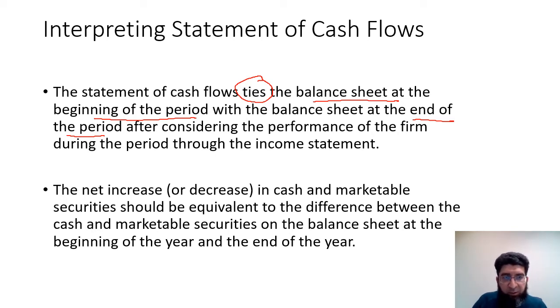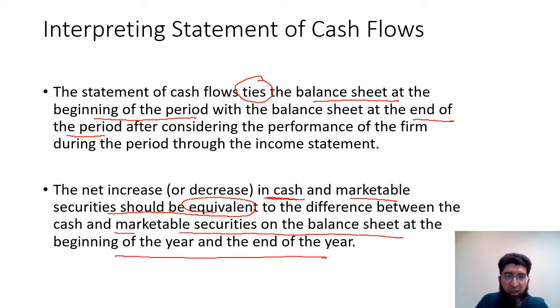The second thing that we have to look at is that the net increase or decrease in cash and marketable securities should be equivalent to the difference between the cash and marketable securities on the balance sheet at the beginning of the year and at the end of the year. And we saw that was 500. If you remember, again, I will write it. It's 1000 in 2015 and 500 at the beginning of the year, and the difference is 500, which we established through the statement of cash flows.